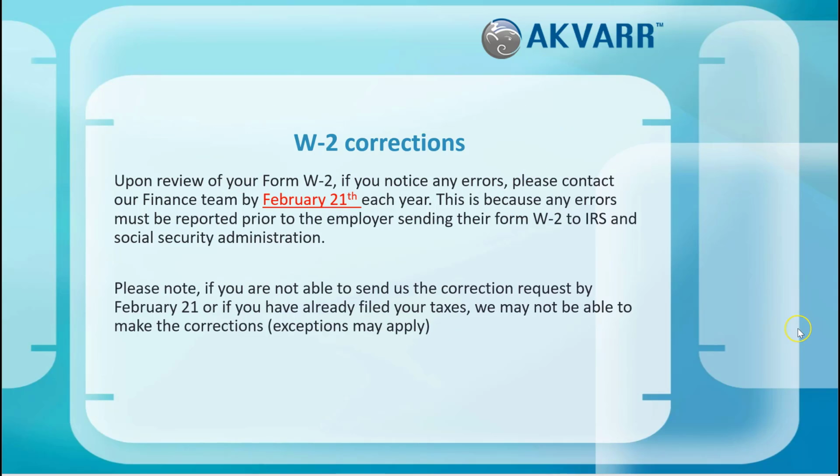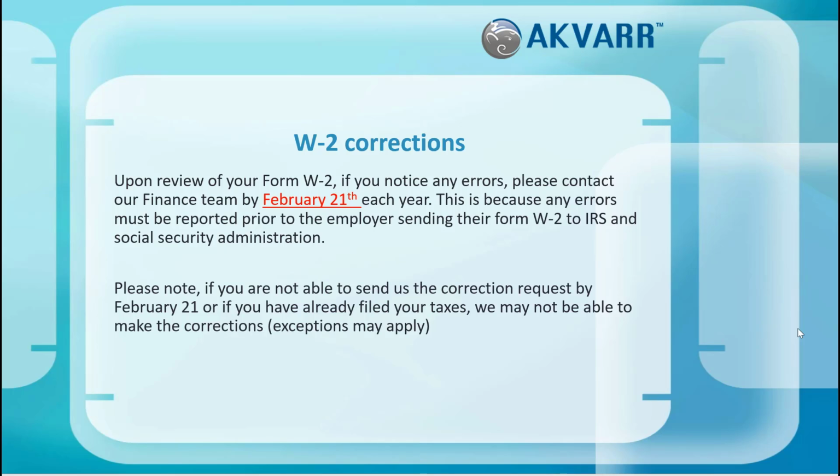So, W-2 corrections. Once you review your W-2, if you notice any errors, please contact our finance team by February 21st of each year. So, for example, if you get it on January 31st of that year for the previous year, you have 3 weeks, that is February 21st, to give us a call or send us an email saying that these are the errors. Because once this deadline has passed, we would be sending as a company a W-2 form to the IRS as well as the Social Security Administration.